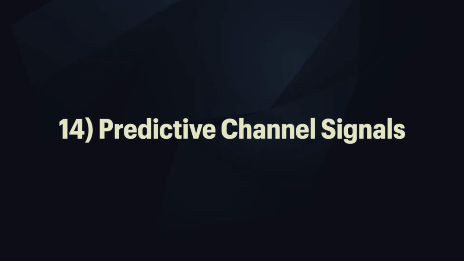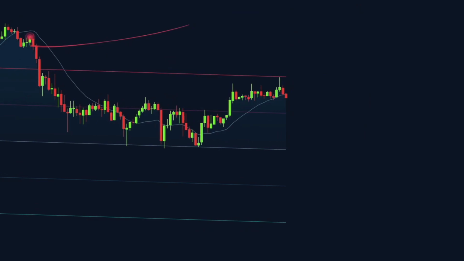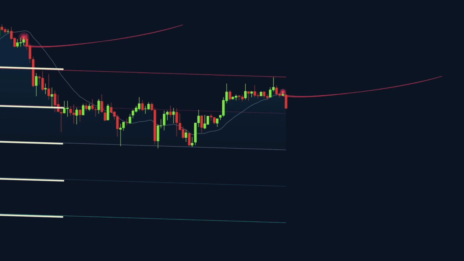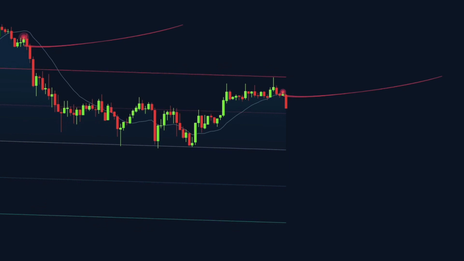The 14th indicator on my list is the Predictive Channel Signals Indicator by Eagle V Sniper. The indicator is thoughtfully crafted for traders who seek to identify potential support and resistance levels, anticipate market reversals, and optimize entry and exit points through advanced technical analysis.